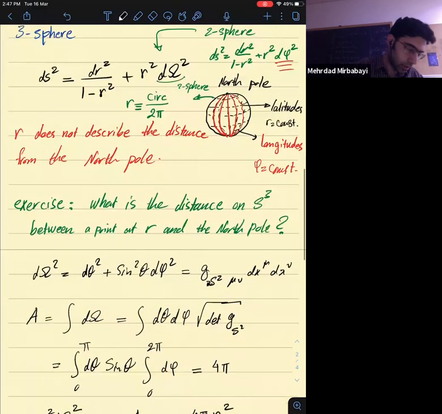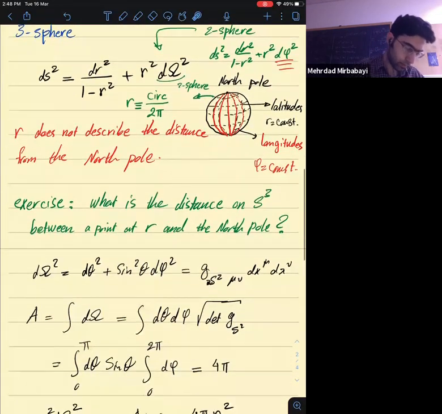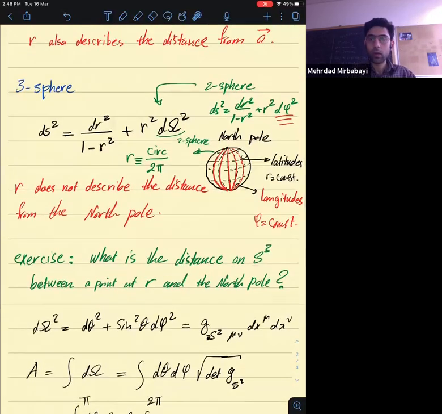This is similar to the statement that if you go to the two sphere and try to calculate the circumference of a latitude at radius r, the circumference of that latitude will be given by 2 pi r. So the same way that r is defined in terms of the circumference of a latitude, here r is defined in terms of the area of those generalized latitudes. Okay, other questions?